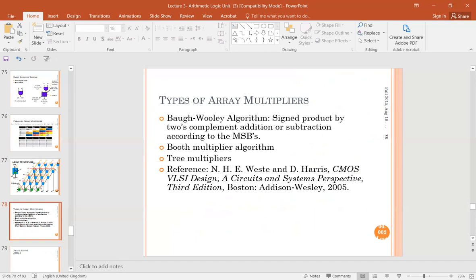Now there are different types of multipliers. Well, the Booth multiplier algorithm, we said there are 3 multipliers, and there is this signed product by 2's complement, addition or subtraction algorithms. These are the different algorithms.